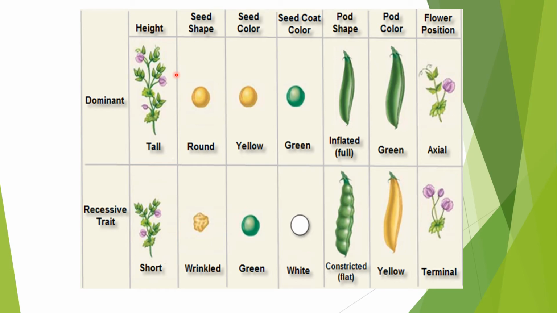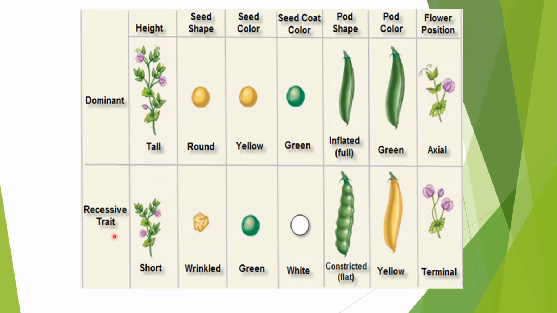Now, basically, he studied these 7 characteristics in the pea plant. What are the characteristics that were dealt with? Height, seed shape, seed color, seed coat color, pod shape, pod color, and flower position. Pod refers to the fruit. These were the characters, and they were in 2 different forms which were referred to as traits.